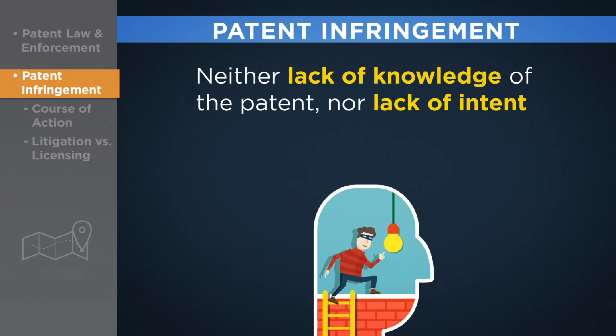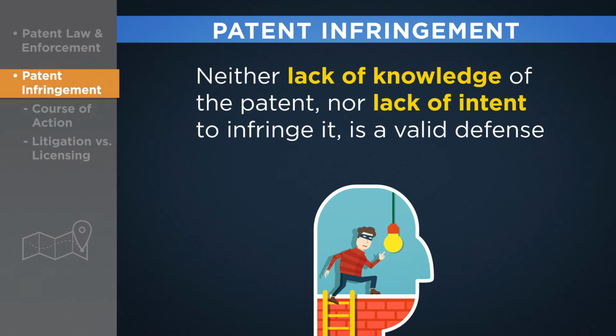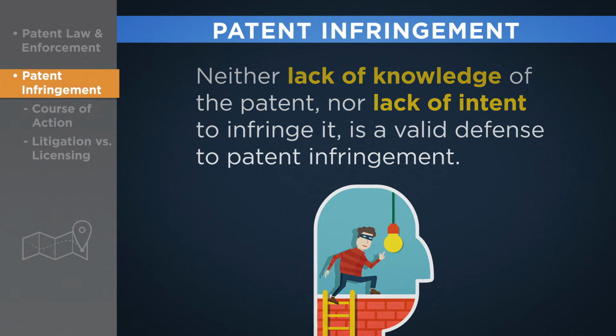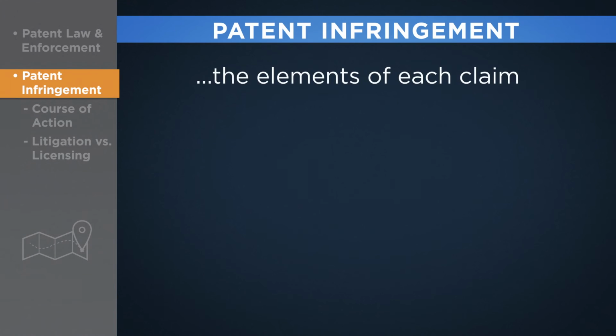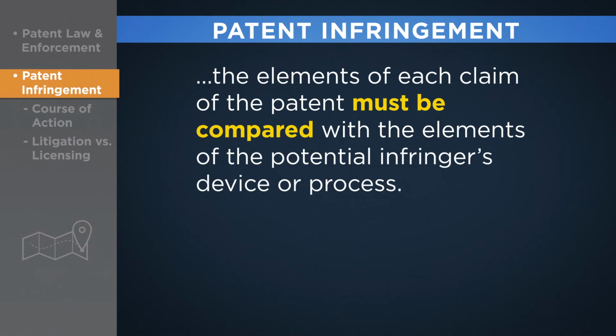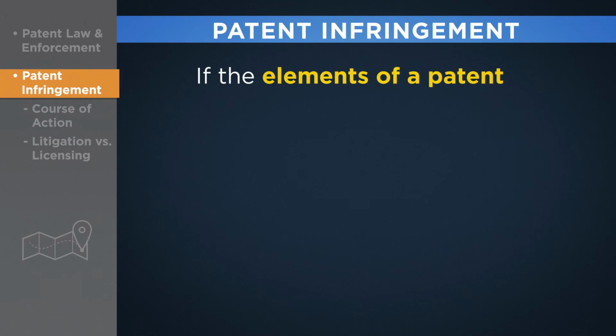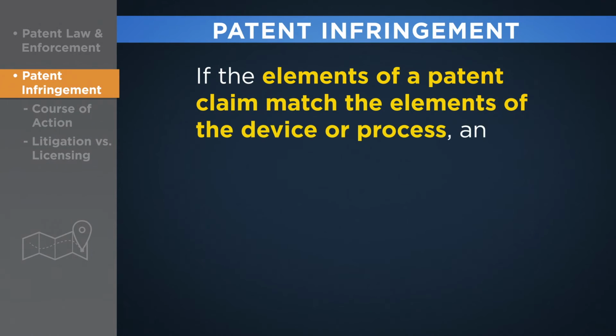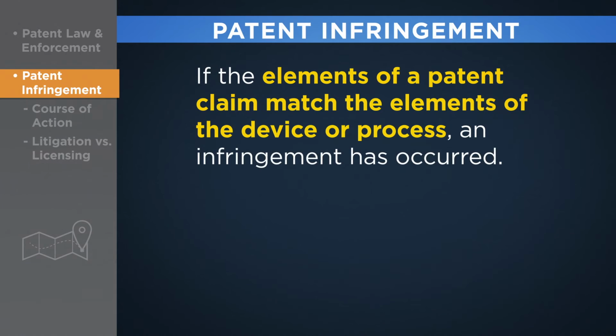If someone makes, uses, offers for sale, sells, or imports what is covered by a claim of a valid patent, that person is an infringer. Neither lack of knowledge of the patent nor lack of intent to infringe it is a valid defense to patent infringement. To decide whether someone is infringing your patent, the elements of each claim of the patent must be compared with the elements of the potential infringer's device or process.